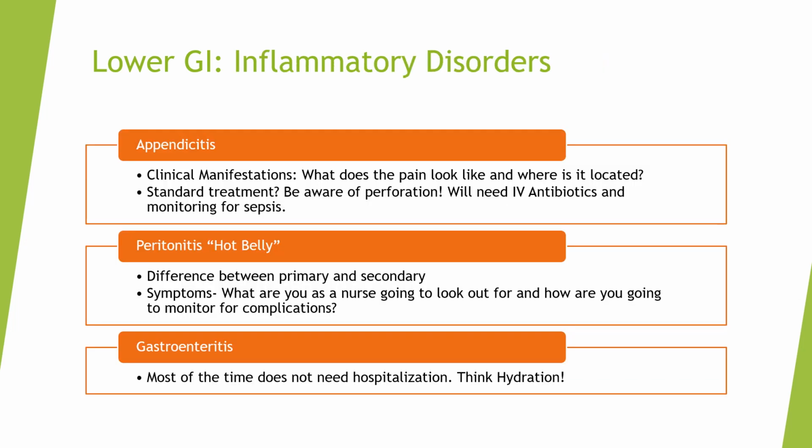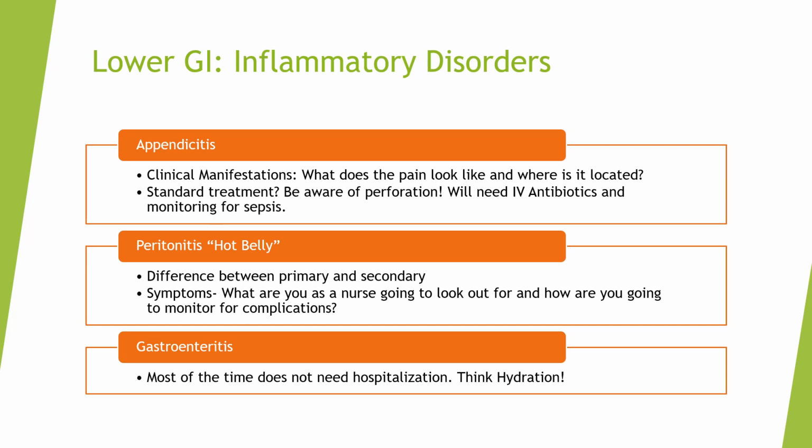Lower GI, the inflammatory disorders. There's three big ones that you want to think of: appendicitis, peritonitis, and gastroenteritis. The first one being appendicitis. Think your clinical manifestation. Where's the pain at? What does it look like? And where exactly is it located? That kind of gives us the aha, this is appendicitis.